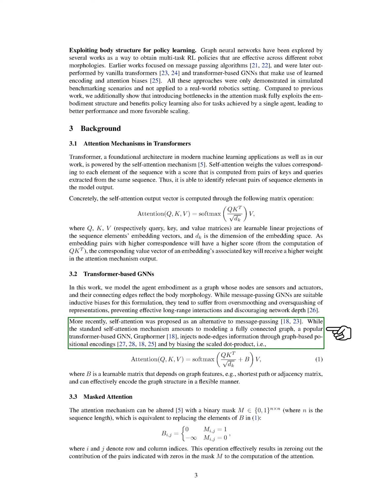Recently, self-attention has emerged as a viable alternative. Unlike standard self-attention, which treats the graph as fully connected, the Graphformer introduces node-edge information through graph-based positional encodings and modifies the scaled dot product using a learnable matrix that adapts based on graph features, such as the shortest path or adjacency matrix, allowing for flexible graph structure encoding.